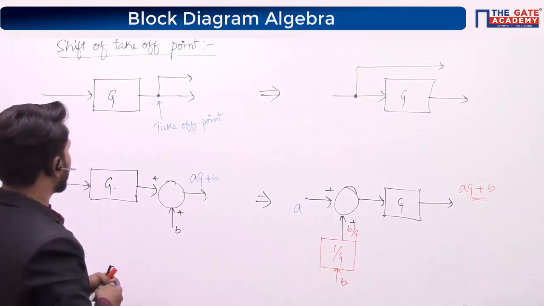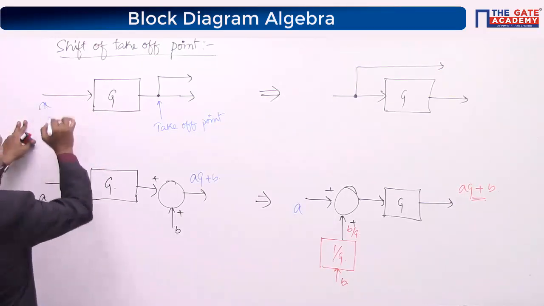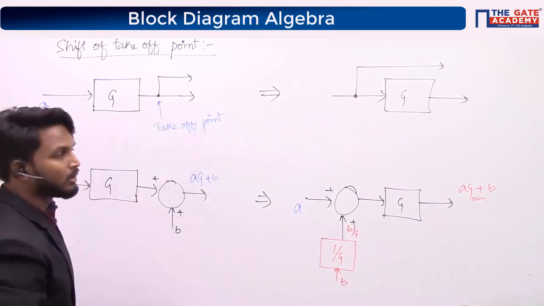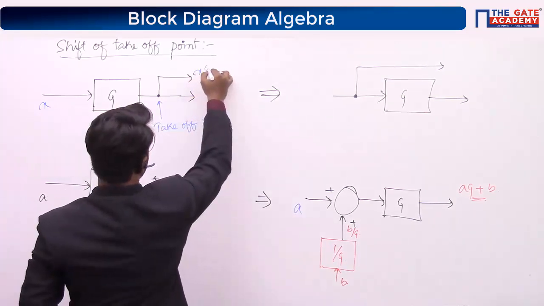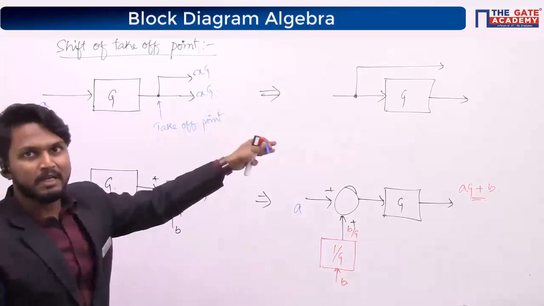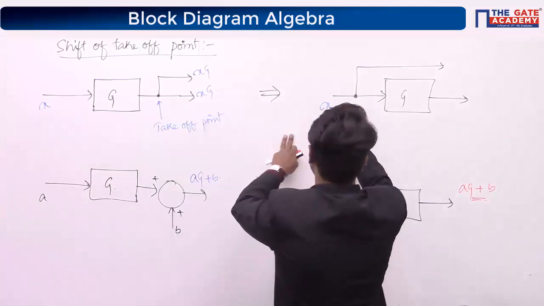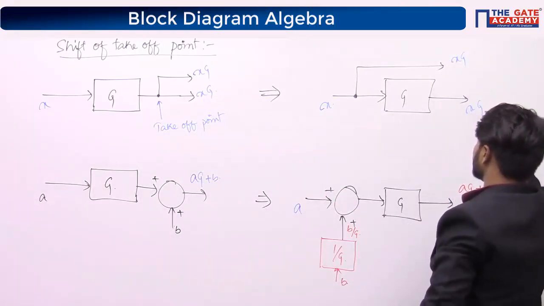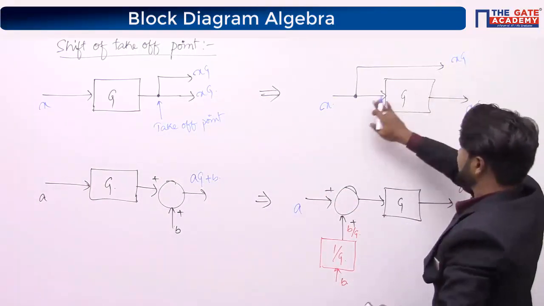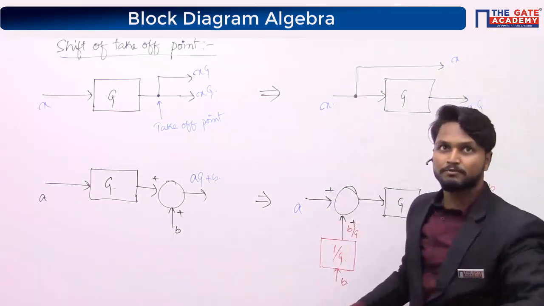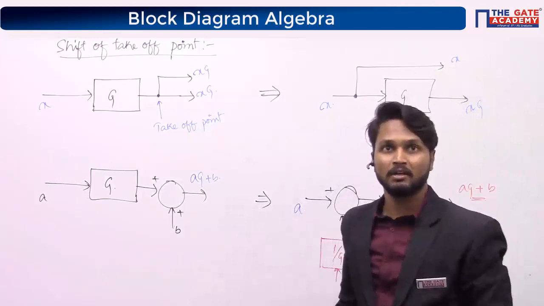You give some random input x. So if you are giving x, what is the output you get? That is x times g here. The same way, if you are giving x here, you should get x times g here and x times g here. But actually, this x is directly getting transferred from here to here. Therefore, x times g you are not getting, you are getting x.